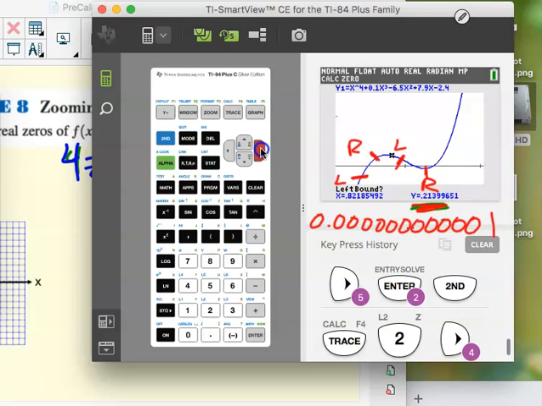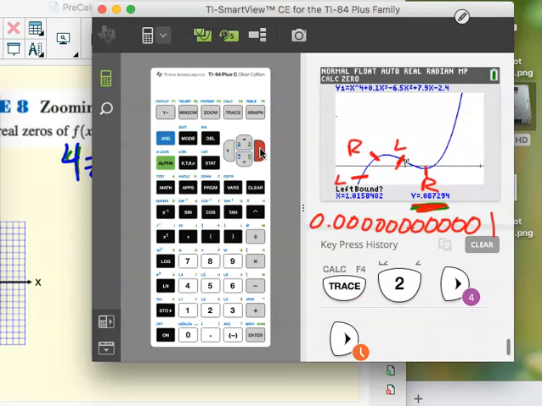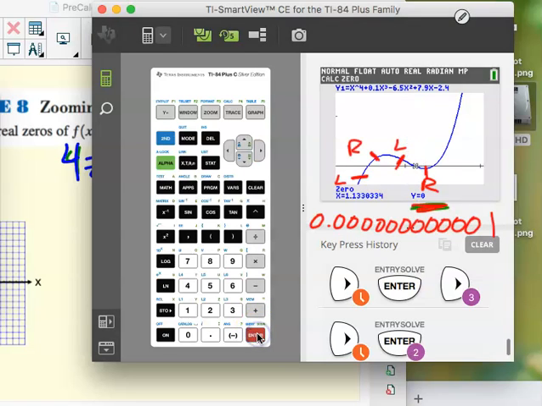Blinky needs to be somewhere above the intersection with the x-axis and hit enter. And then right arrow somewhere underneath it, which will be to the right, enter, and enter through guess. And that one would be 1.133, 0. And we'll write all these down after I get them all found here.